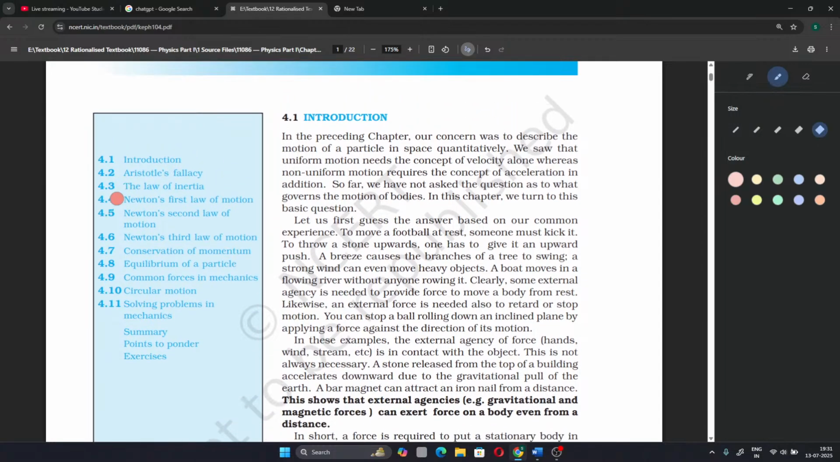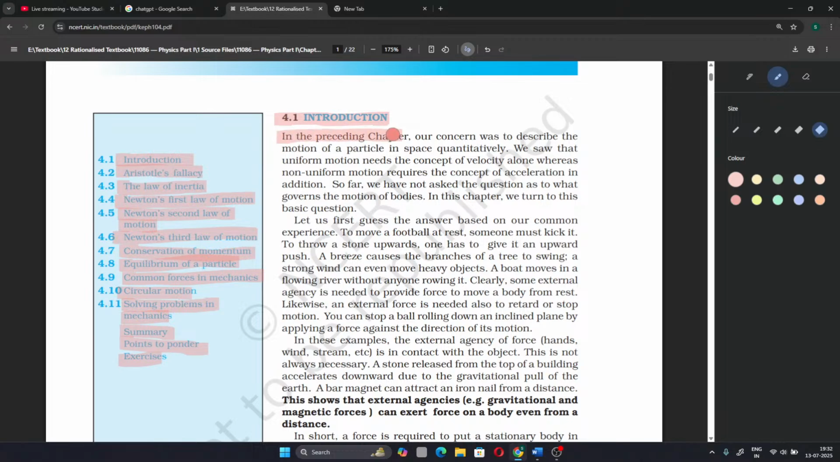The concepts in these topics are Aristotle's fallacy, the law of inertia, Newton's first law of motion, Newton's second law of motion, Newton's third law of motion, conservation of momentum, equilibrium of a particle, common forces in mechanics, circular motion, solving problems in mechanics. That is the summary of points to ponder, and then exercises. Let's start with the first topic, 4.1 Introduction.